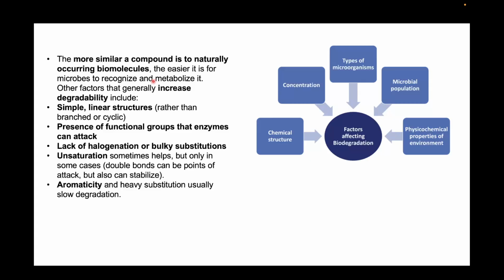Other factors that generally increase biodegradability include simple linear structures, which was one of the options, and the presence of functional groups that enzymes can attack like OH or COH groups, sulfhydryl groups, and lack of halogenation or bulky substitutions. Bulky substitution and heavy halogenation like bromo and iodo derivatives are resistant to enzymatic attack because they have bulky groups. Unsaturation sometimes helps, but only in some cases because double bonds can be a point of attack, but can also stabilize. And aromaticity and heavy substitution usually slow down degradation.